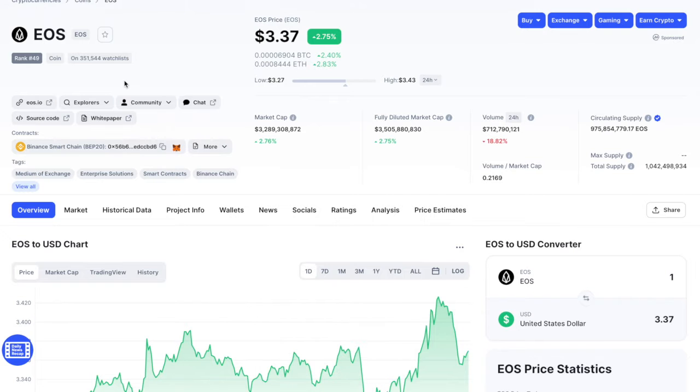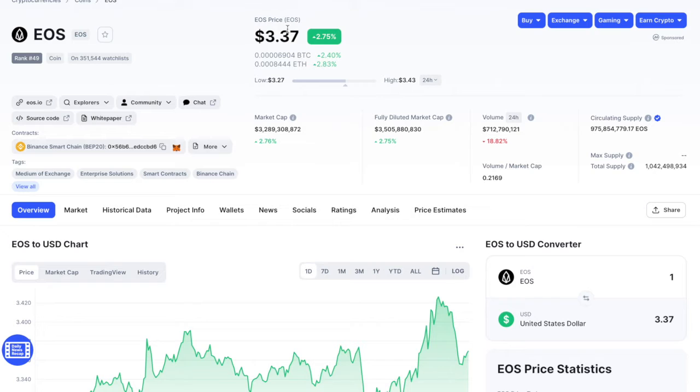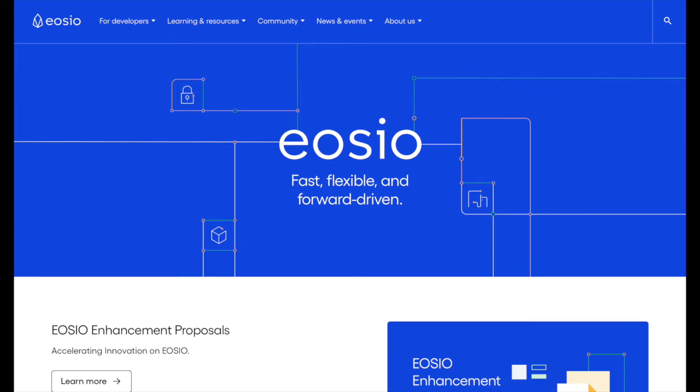But before we begin with the video, let's check EOS at CoinMarketCap, and this one is on the spot number 49 with the price of 3.37, meaning that there is a 2.75% increase from yesterday's price and a market cap of 3.28 billion. So the first question, what is EOS?